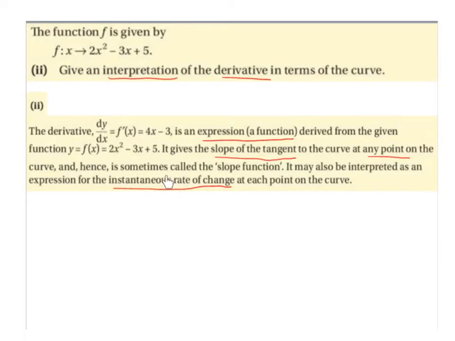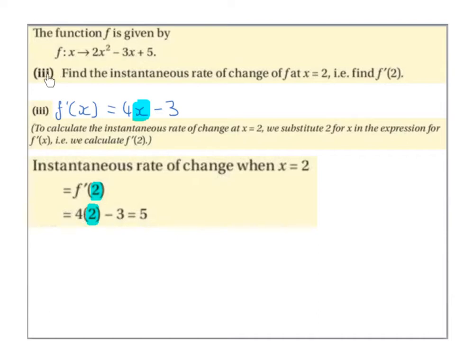So when you think of the word instantaneous, think of the word instant. So it's the rate of change at each instant on the curve, or at each point. Part 3. Find the instantaneous rate of change of f at x is equal to 2, i.e. find f prime 2.